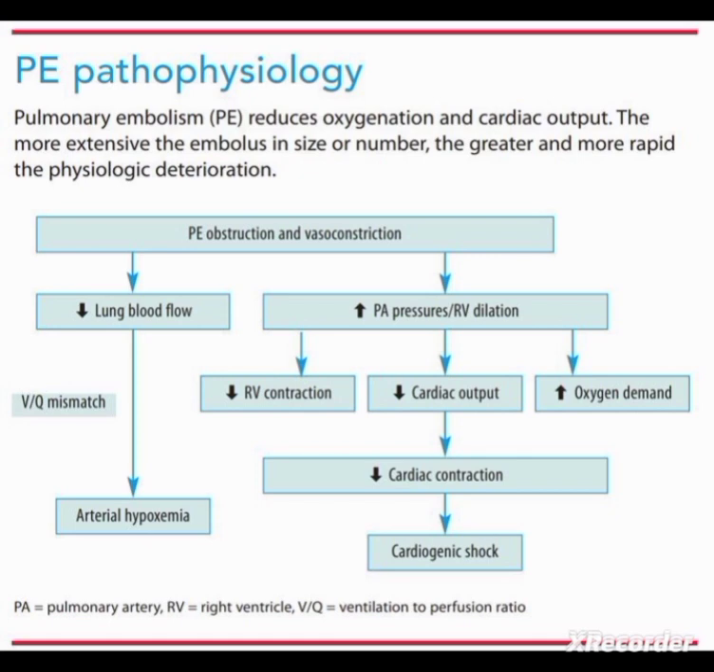So in pulmonary embolism pathophysiology, due to the etiological reasons, there will be increased alveolar dead space that leads to decreased lung blood flow, that leads to ventilation perfusion mismatch or impaired gas exchange. Then in another area, it leads to pulmonary artery pressure increase and right ventricular dilatation. That leads to decreased right ventricular contraction, decreased cardiac output and increased oxygen demand. So the workload of the heart will be increased, but there will be decreased cardiac contraction. This ultimately leads to cardiogenic shock by decreasing cardiac output. So that is the pathophysiology. It's a very simple pathophysiology.